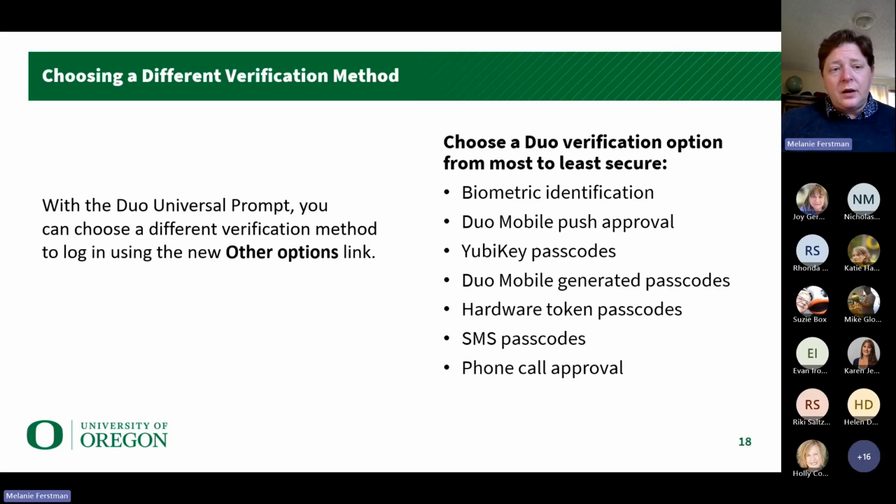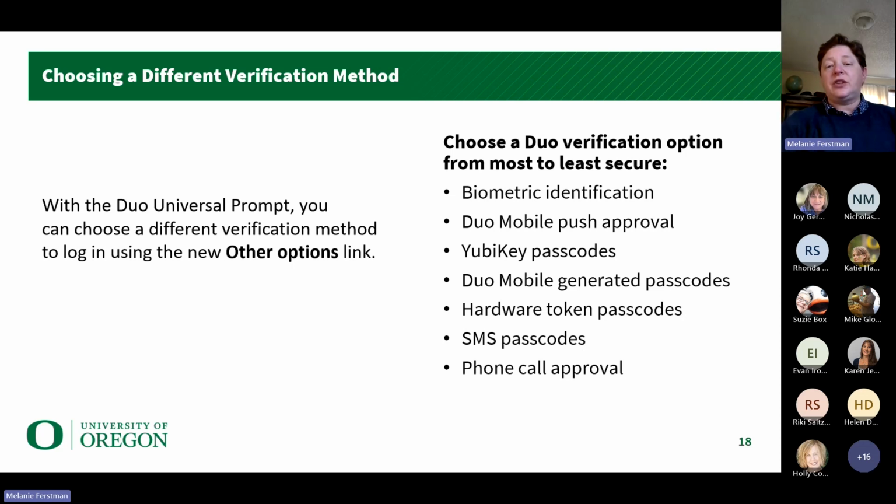So let's take a look at our next steps, choosing your verification method. With the Duo Universal Prompt, something that's important to know is that you'll actually have the opportunity to choose how you want to verify your identity in different ways. So for example, I would say probably the 2 most popular methods that people ask about or already use on campus is biometric identification and also Duo Mobile Push Approval, which you'll notice on the right-hand side of the slide are the 2 most secure options for the Duo Universal app.